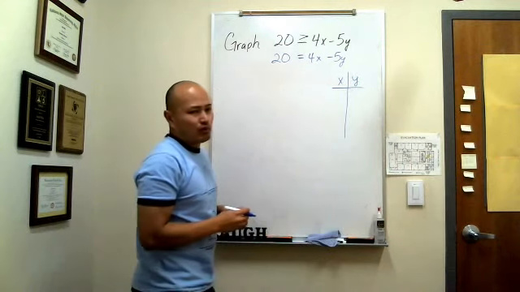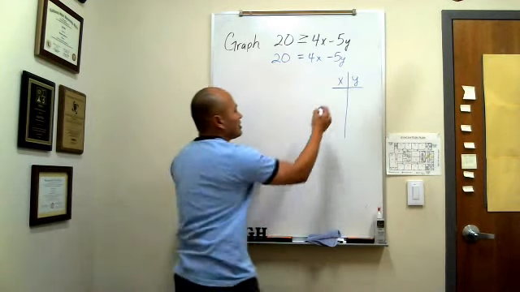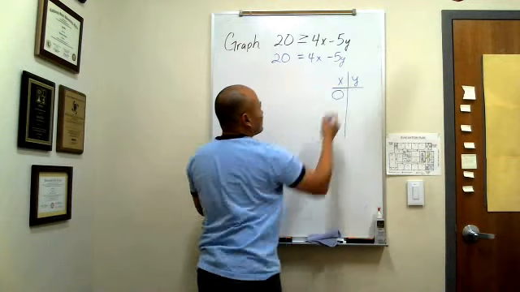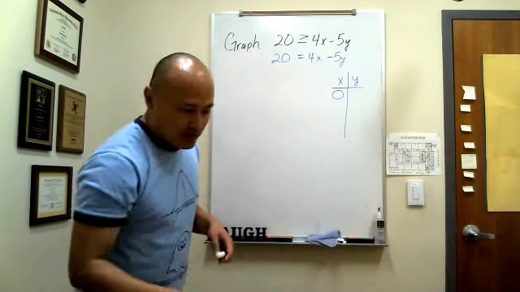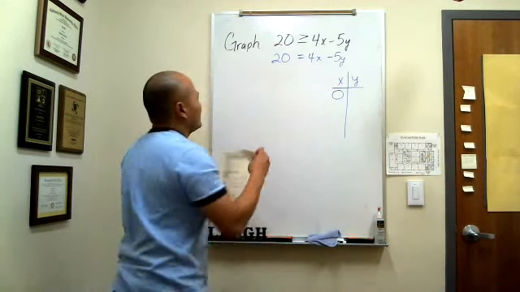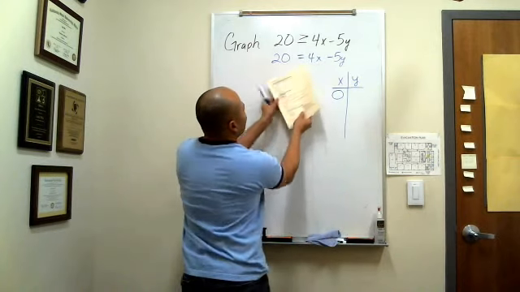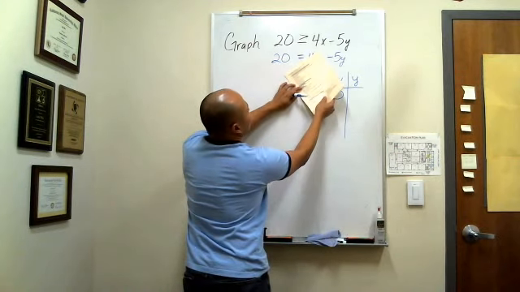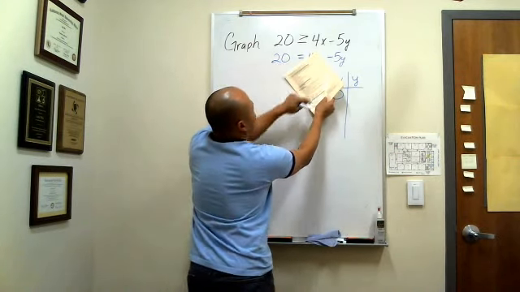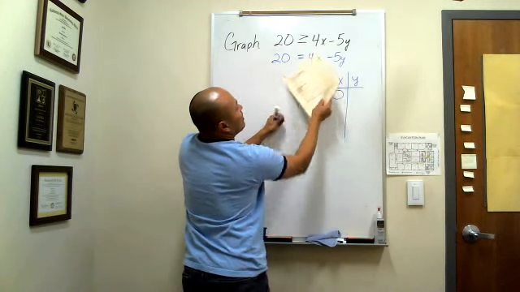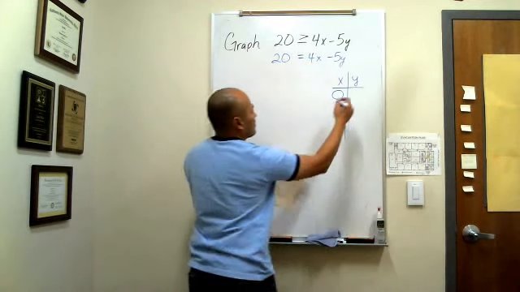Let's look for the y-intercept. The y-intercept occurs when x is 0. So if x is 0, 4 times 0 is 0, so I'm going to cover that up, and you have the equation 20 equals negative 5y. That means y must be negative 4.